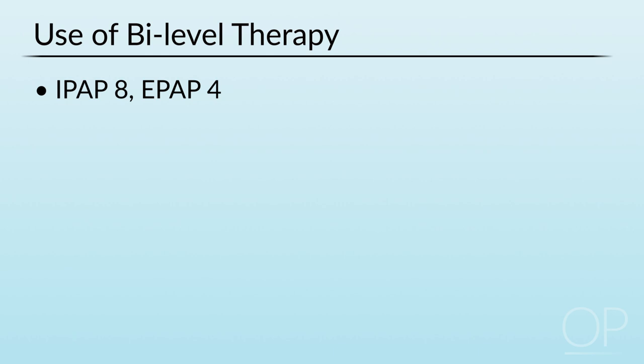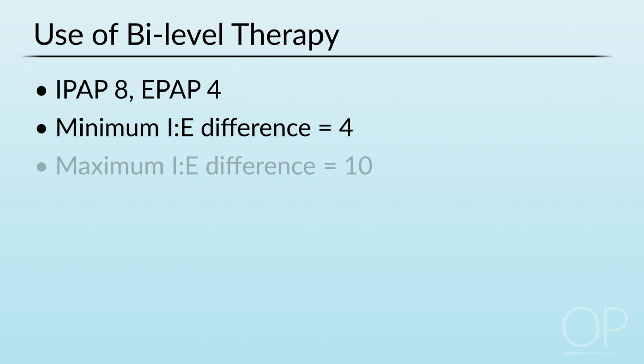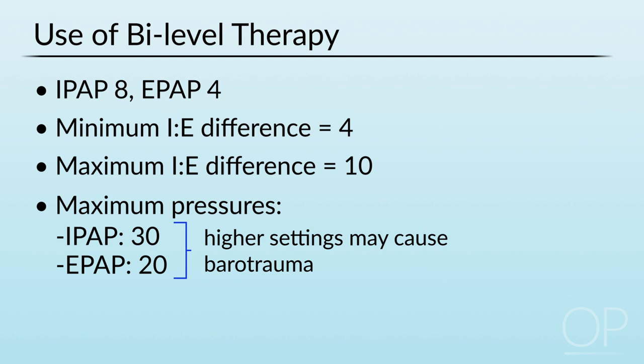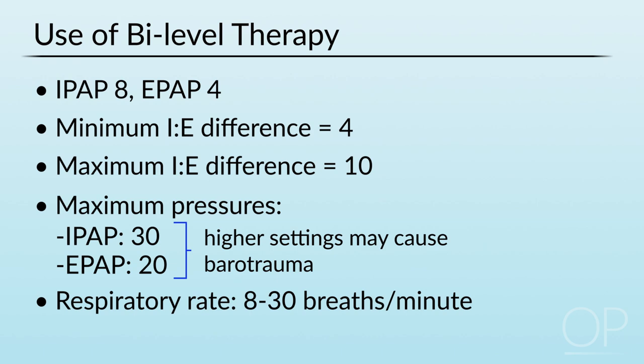Then you want to specify the maximum difference you want to maintain. If you want to maintain a maximum difference of 10, you have to write that in your prescription during the titration study. And the typical maximum IPAP we use is 30, and the maximum EPAP we use is 20. Beyond that, there is a chance that you may cause more trouble and it becomes very uncomfortable for the patient or the child to use it. And the respiratory rate can vary from 8 to 30, depending on the clinical situation.